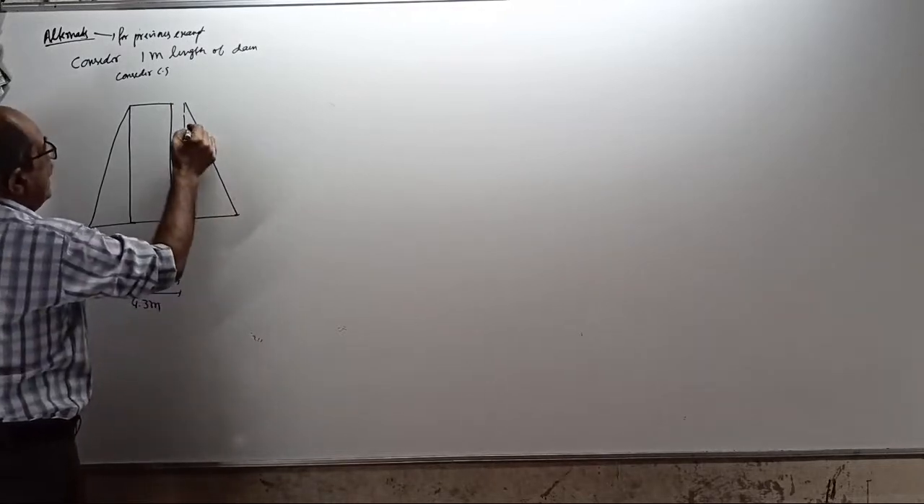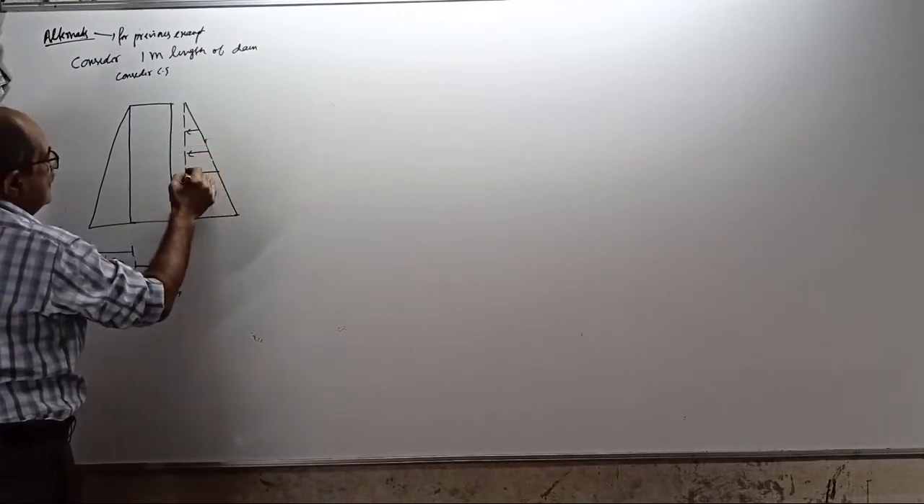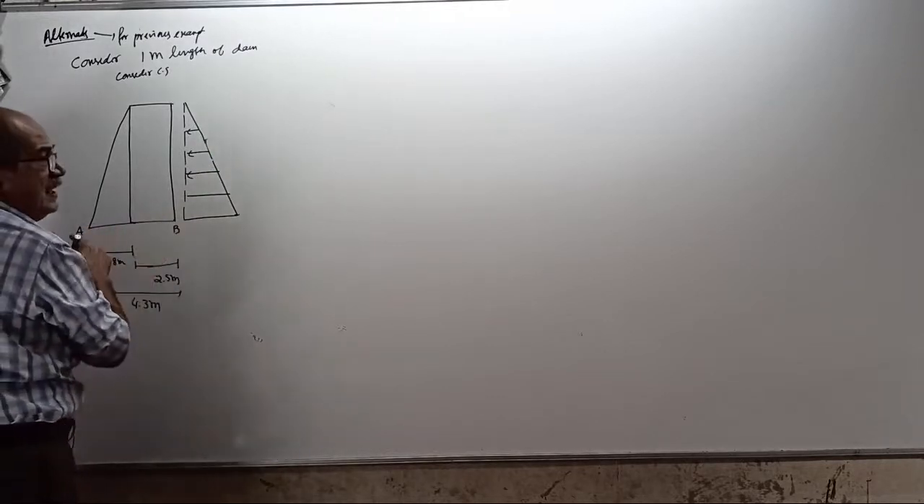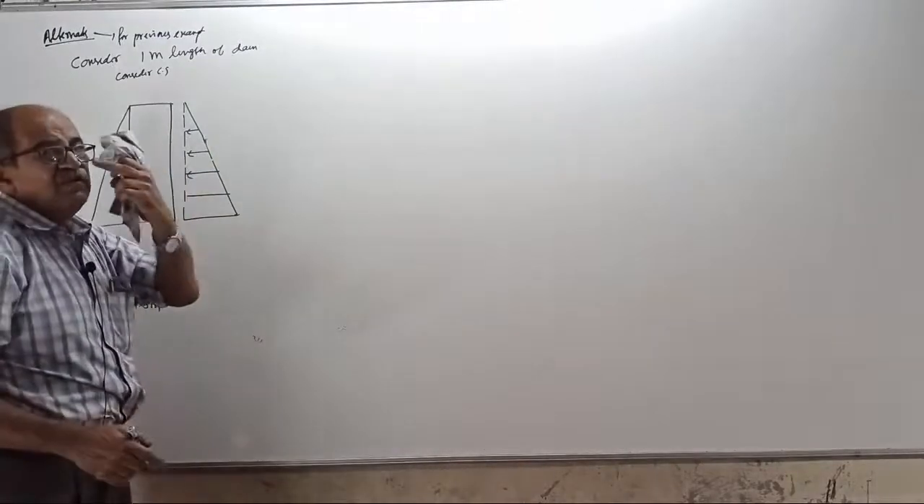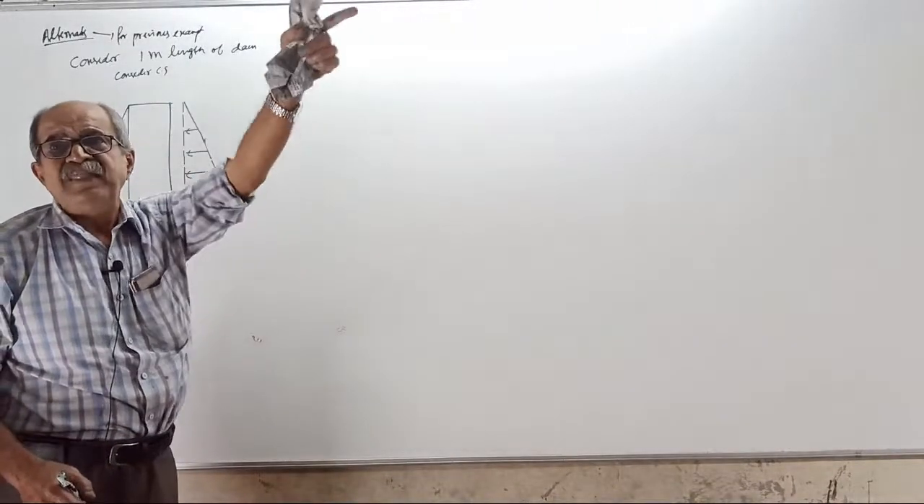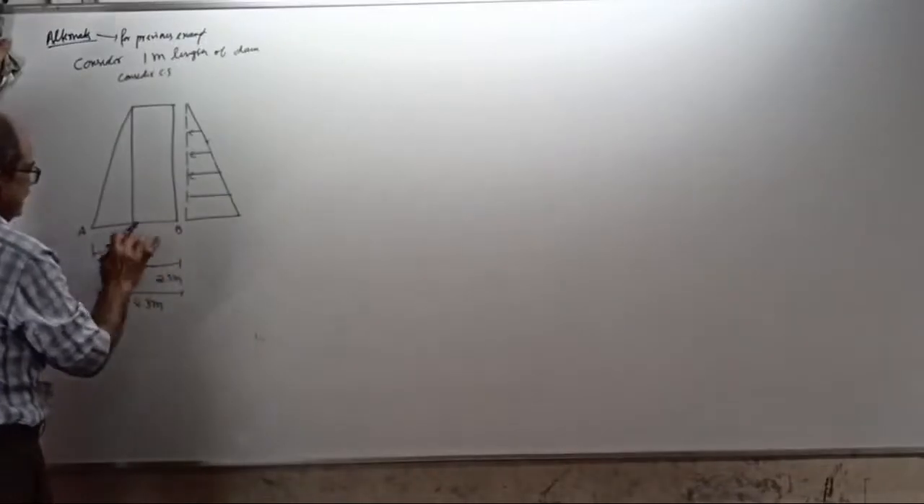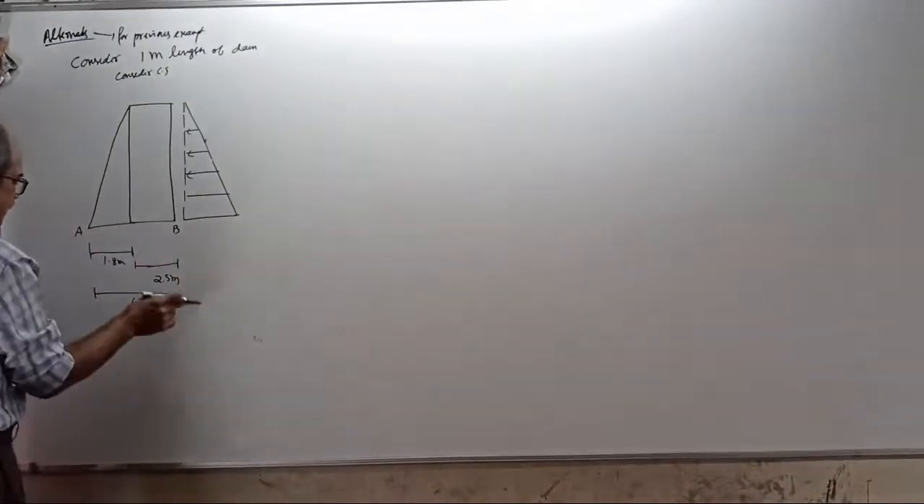That pressure will act this way. Now, this point I will take A, this point I will take B. This AB, actually, later, is not that AB. For the time being, AB line. The length is 4.3 meters.